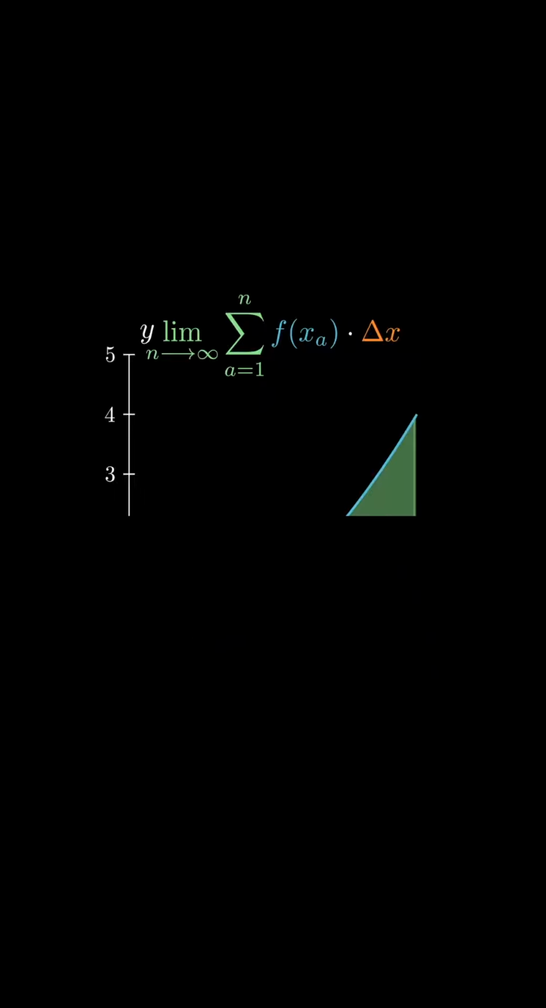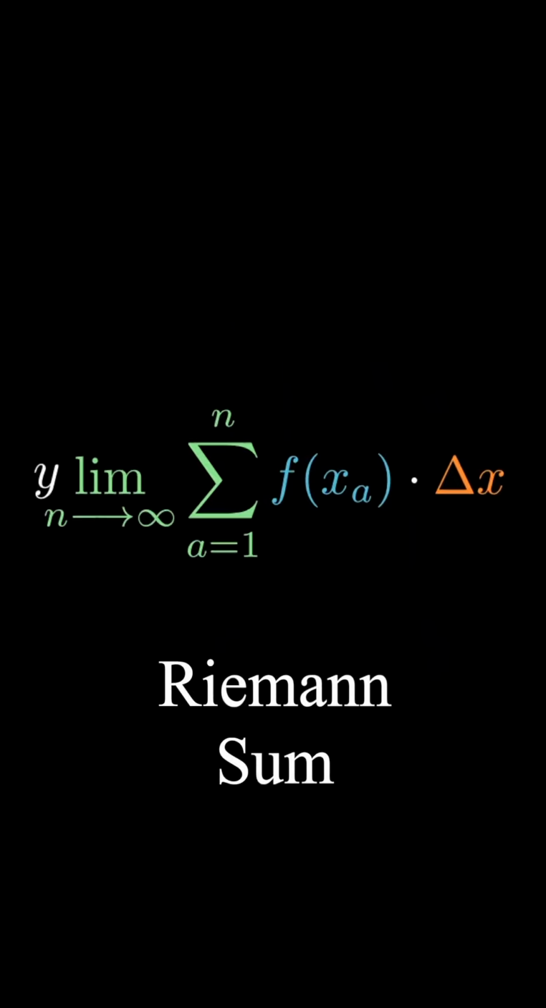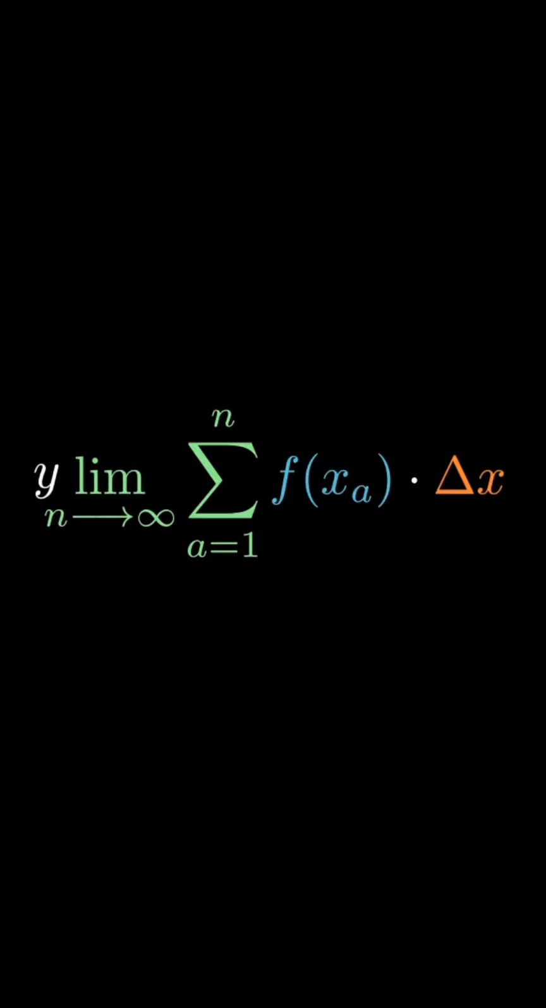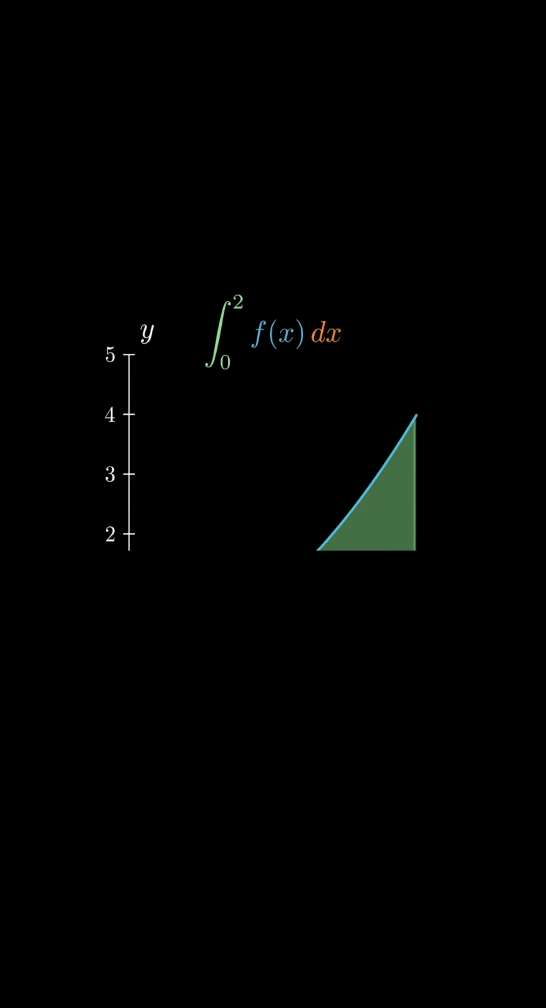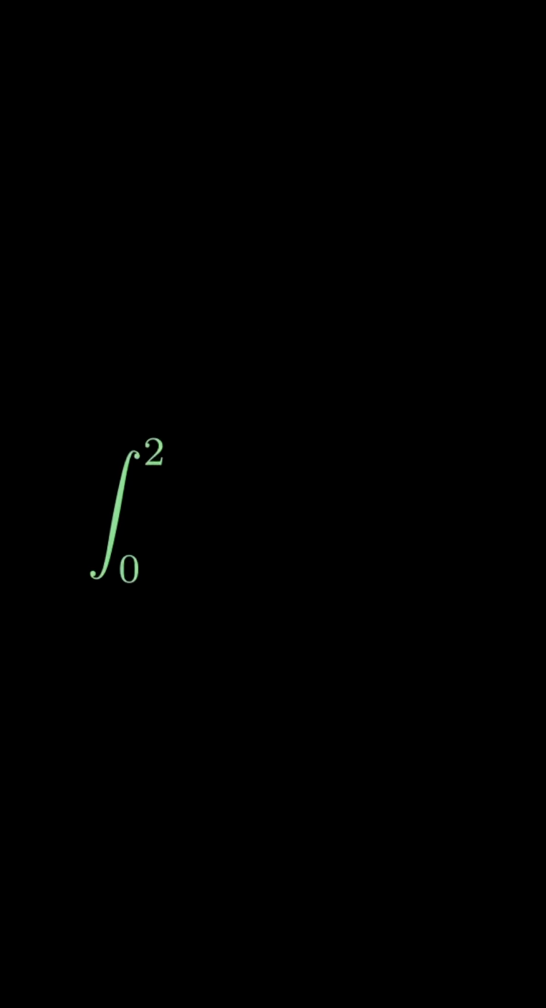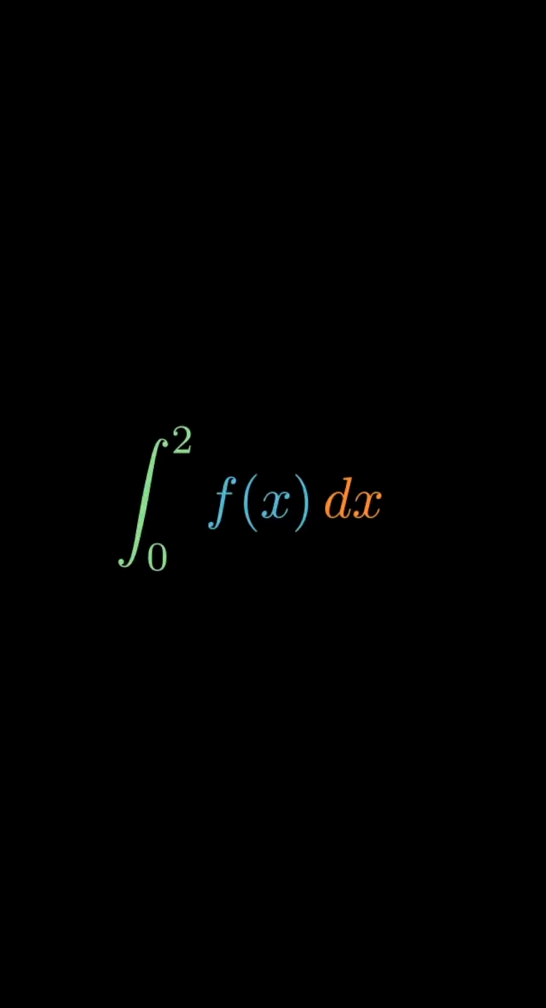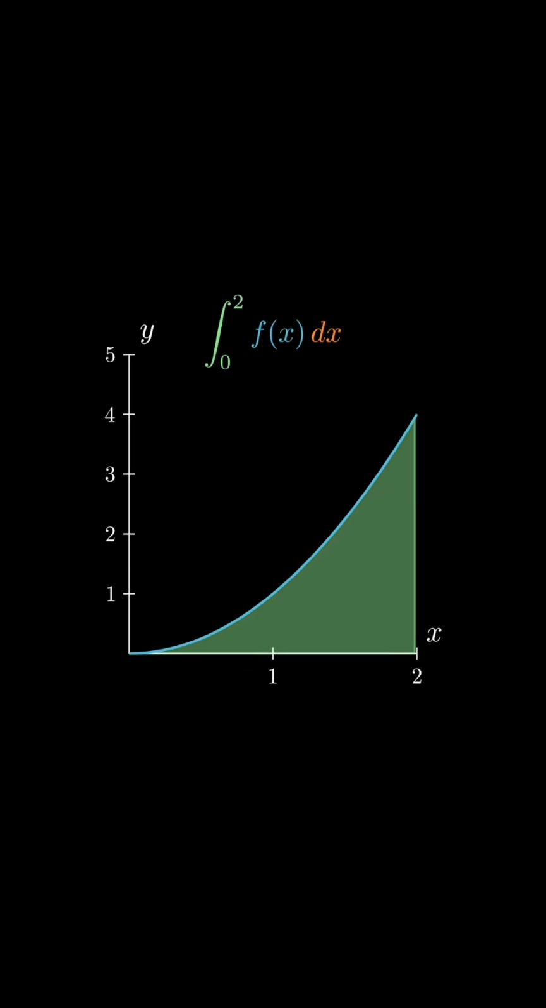This is called a Riemann sum, and this limit expression here means the same thing as that little squiggly s expression from before. The s just means we're summing up every combination of f of x, which is the height, times dx, which is an infinitesimally small width, from 0 to 2. An infinite amount of rectangles with an infinitesimally small width. Awesome.